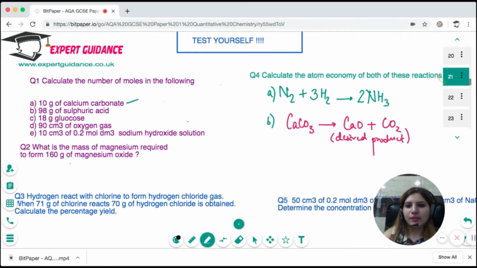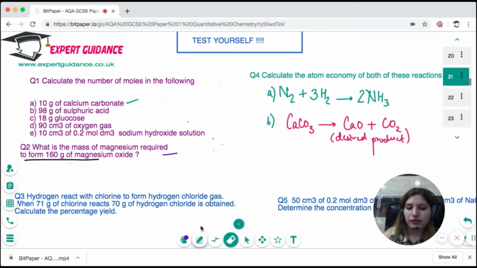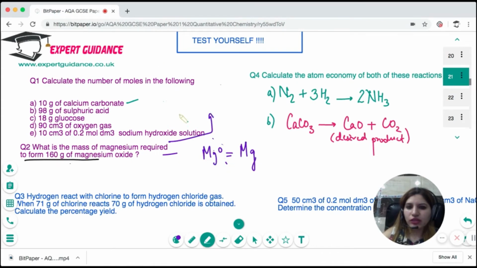Next is calculate the mass of magnesium required to form 160 grams of magnesium oxide. So again, we'll follow the same step. Mg you need to find out, so we will put Mg to the right like this. And you have been given MgO, we will keep it to the left. We will see the balanced chemical equation. The balanced chemical equation says 2 Mg plus O2 gives 2 MgO. So from the balanced chemical equation, what is the relationship? Relationship is 2 moles of MgO is giving us 2 moles of Mg. So it means 1 mole of MgO is giving us 1 mole of Mg.